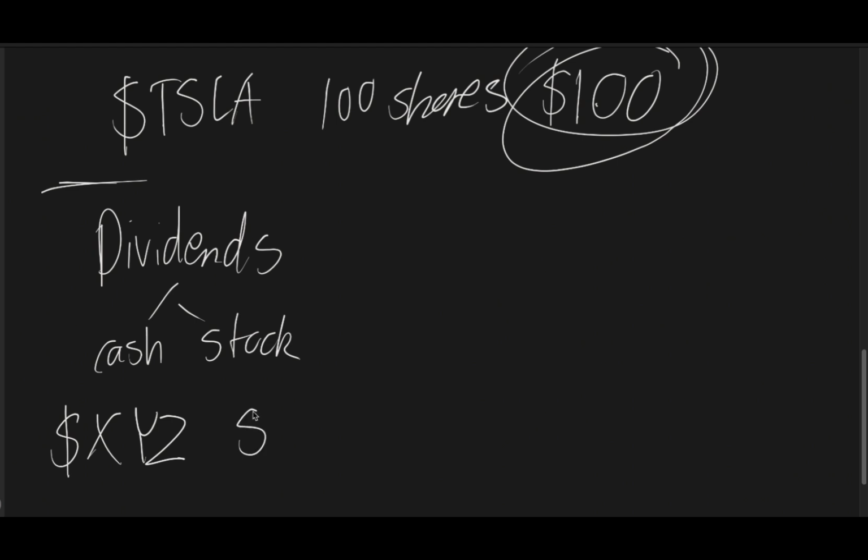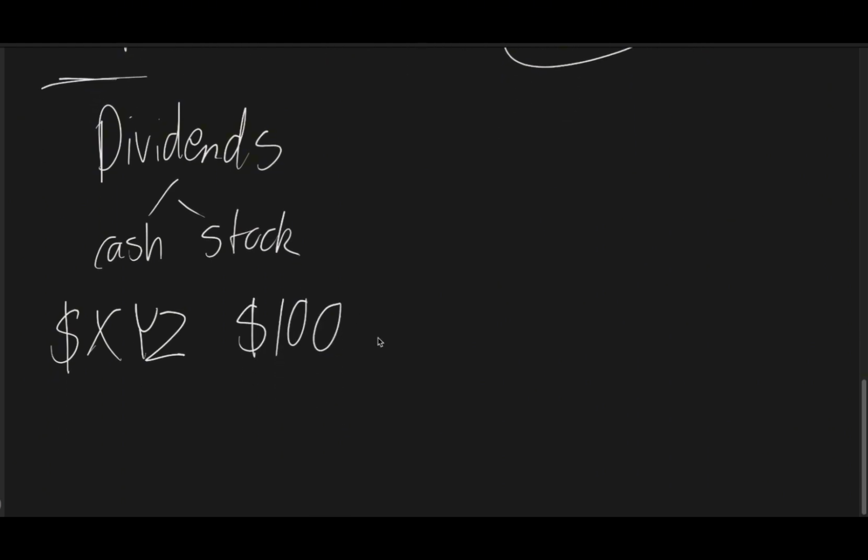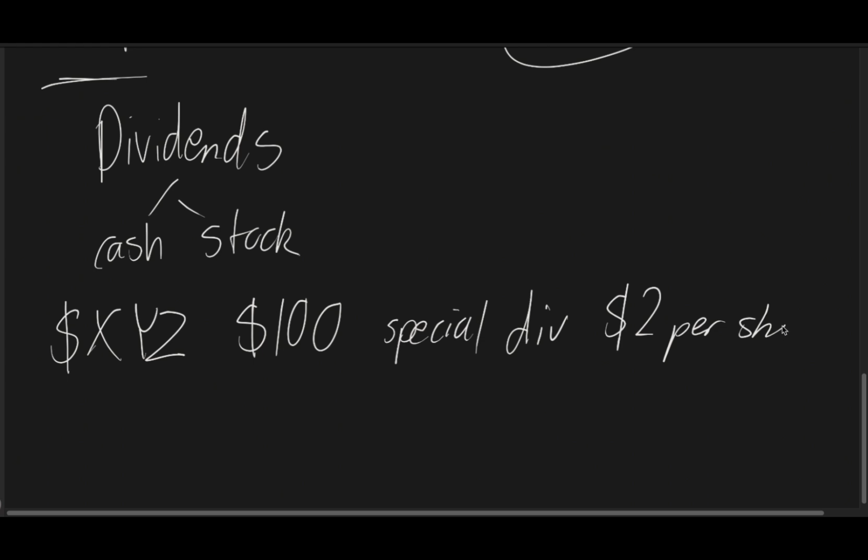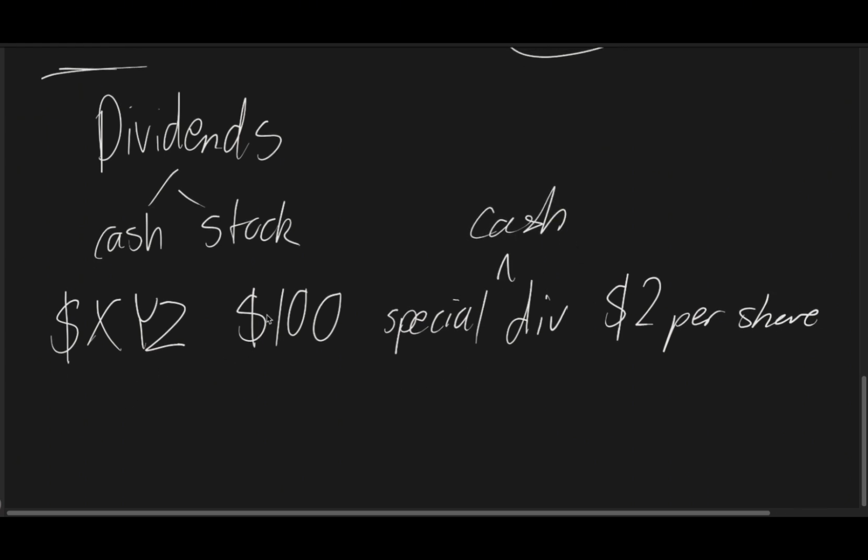Stock XYZ is currently trading at $100, and let's say they announce a special dividend of $2 per share. A special cash dividend. So, after this announcement, XYZ would immediately change to $102 because those that have this stock before the ex-dividend date, which is something I'll talk about later, get $2 more on their investment. They get $2 cash per share. So this is the $2. The 102, this is the $2.